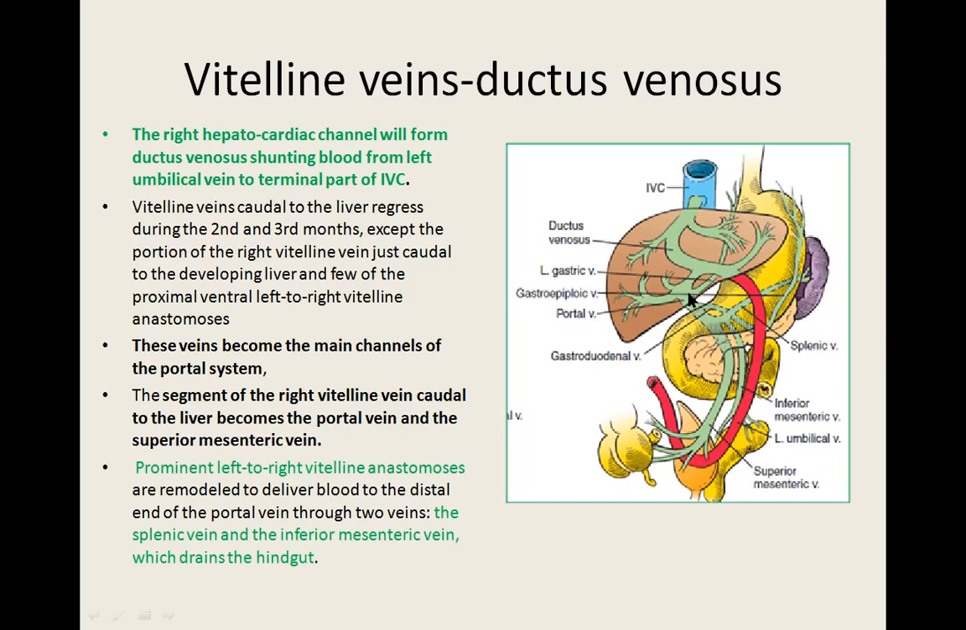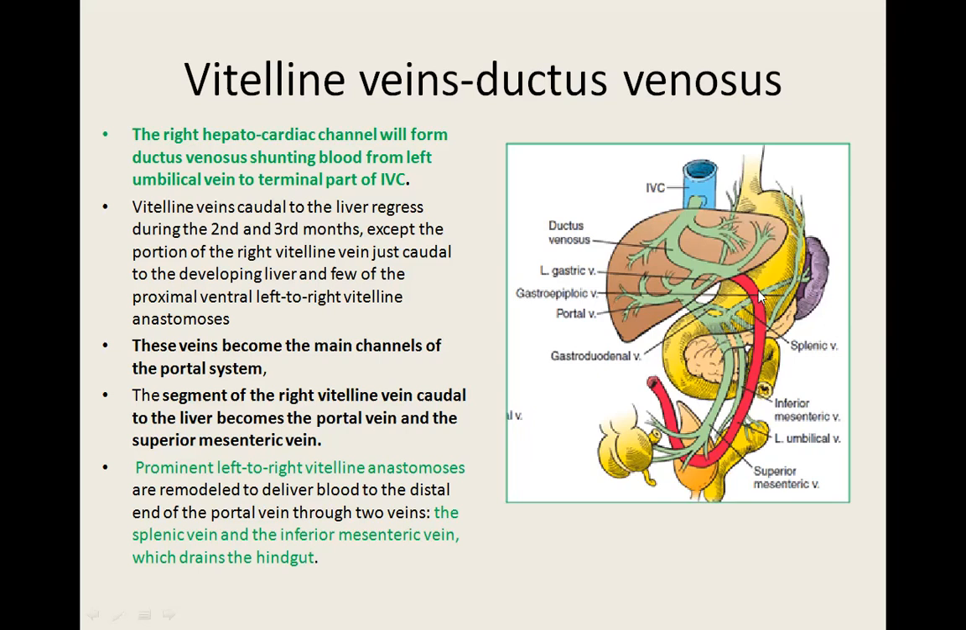So what are the portions of the vitelline vein which are staying? The right vitelline vein which is caudal to the liver, and some anastomotic channels between the right and the left vitelline vein. These veins will form the main channels of the portal system. The segment of the right vitelline vein caudal to the liver becomes the portal vein and superior mesenteric vein. This one will be the superior mesenteric.